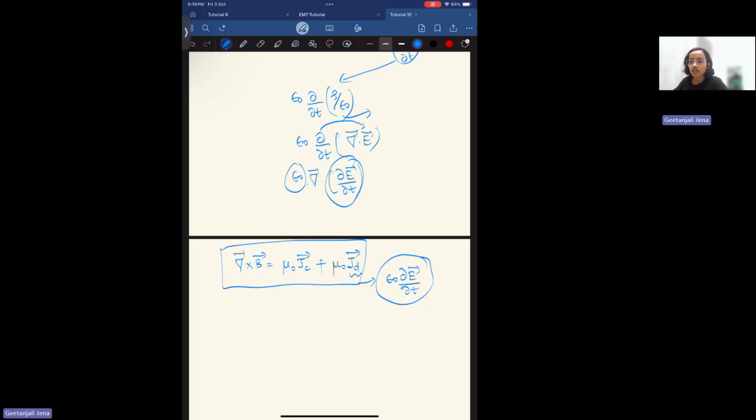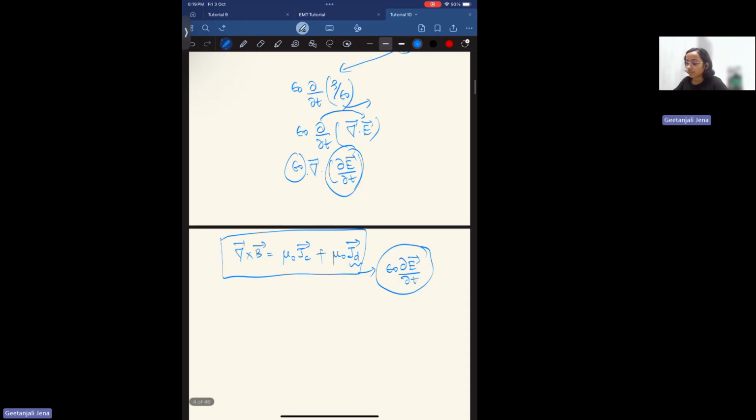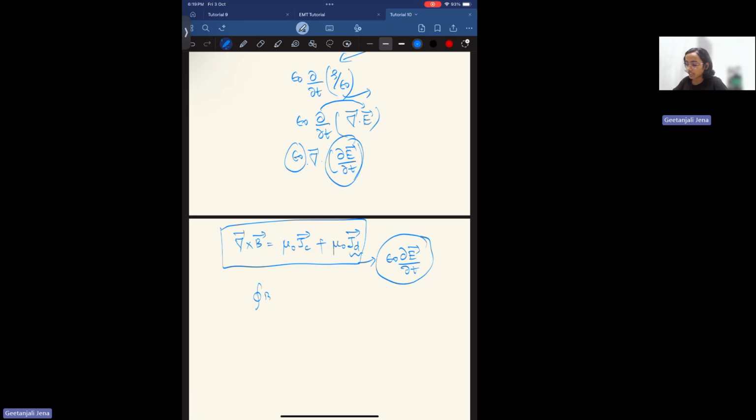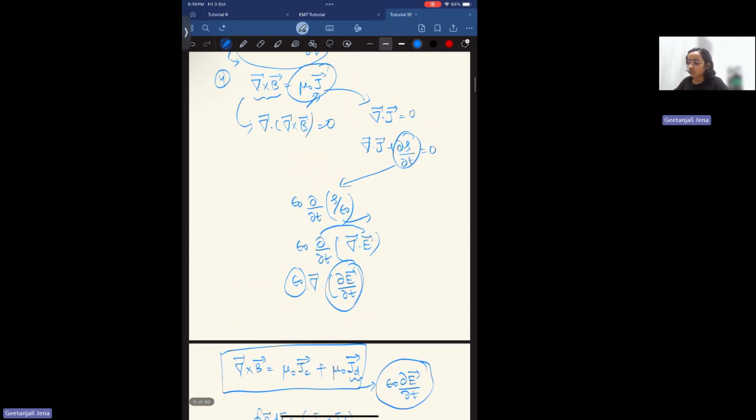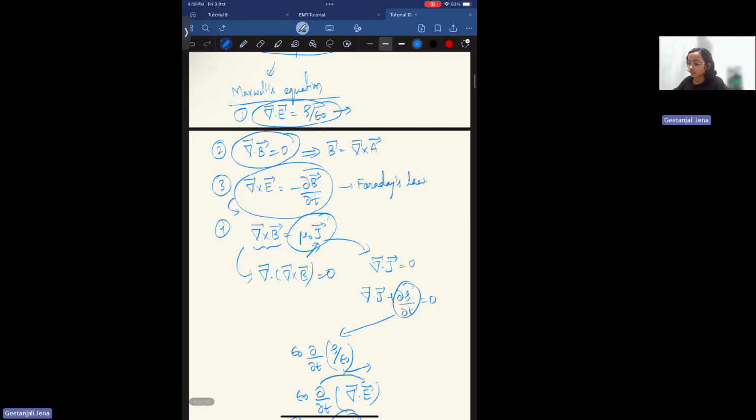And according to this, Ampere's law will also be modified. Initially, we have B dot dl is I enclosed, but now we'll have I total, which is due to the free current as well as due to the displacement current. So these are the modifications that have been introduced by Maxwell.